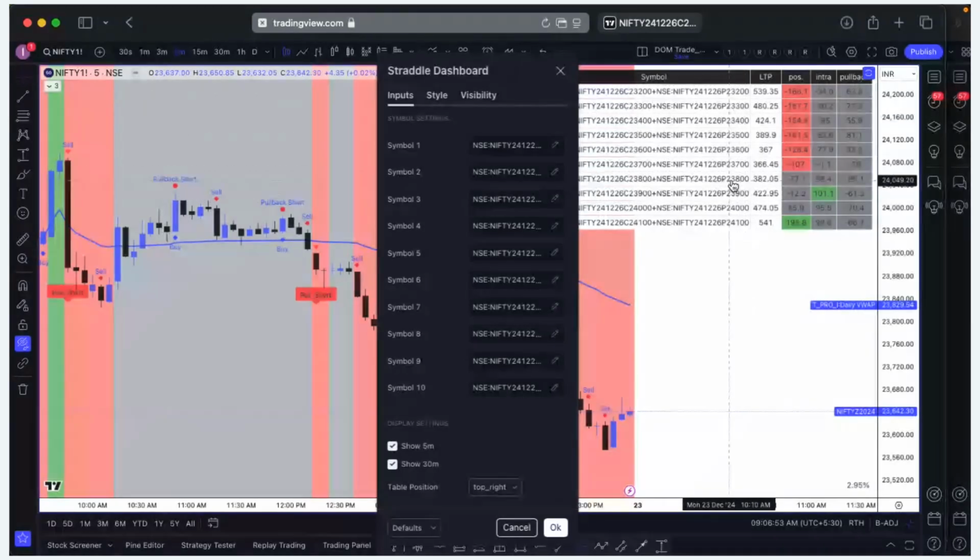I have plotted the symbols. You can plot any straddle of your choice over here. Normally what we do is take an ATM straddle as a reference, and from there we'll have 4 or 5 straddles above ATM or below ATM. In that way you can plot it, or any straddle of your choice.